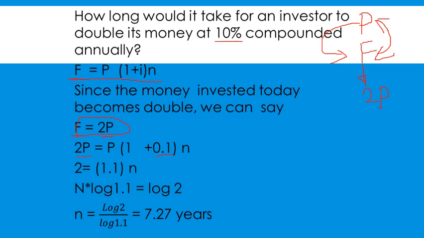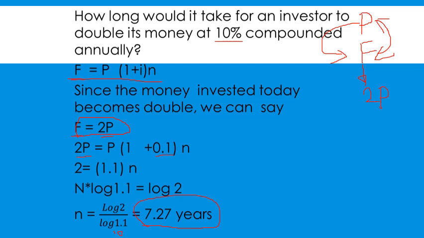When I take the logs on both sides, it becomes n log 1.1 is equal to log 2. So n is equal to log 2 divided by log 1.1, log is to the base 10. When you substitute those values, you will get 7.27 years. This is a very simple calculation.